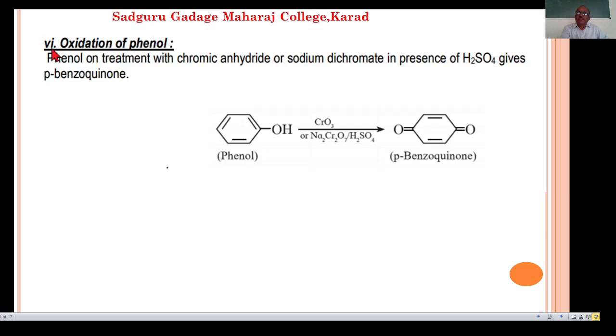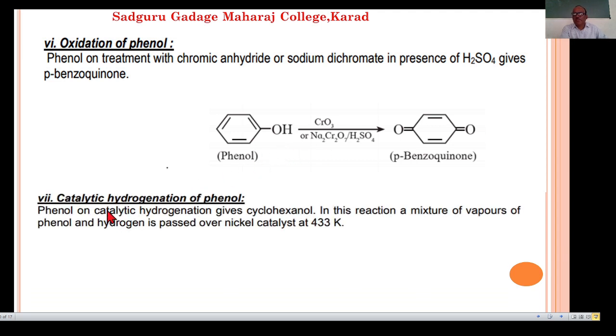Then reaction number 6, oxidation of phenol. Here oxidation means addition of oxygen or removal of hydrogen. So when phenol is treated with chromic oxide or sodium dichromate in presence of sulfuric acid, it gives para-benzoquinone. So when phenol is treated with chromic oxide CrO3 or sodium dichromate Na2Cr2O7 in presence of H2SO4, the product is para-benzoquinone. So this is oxidation of phenol.